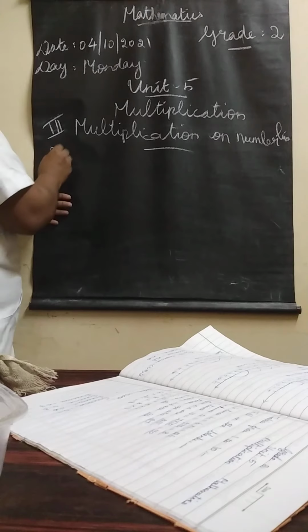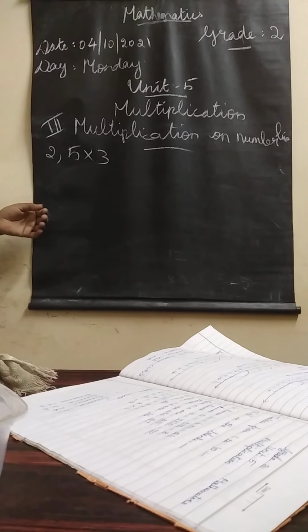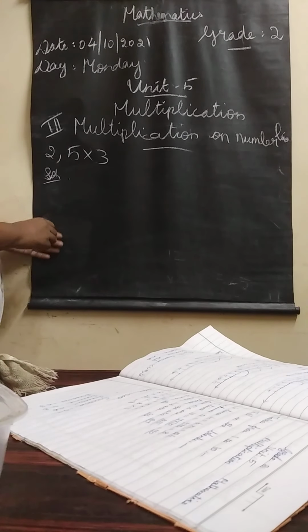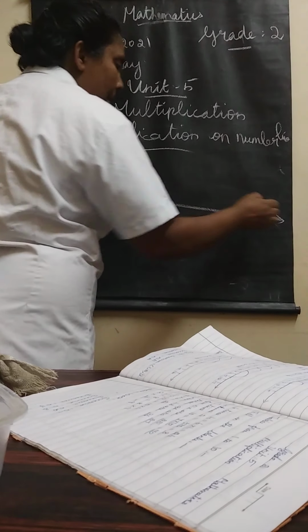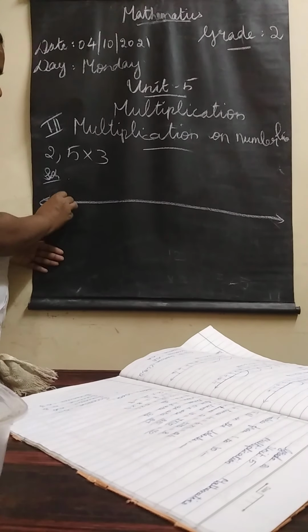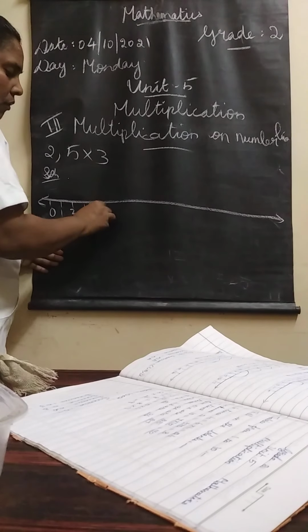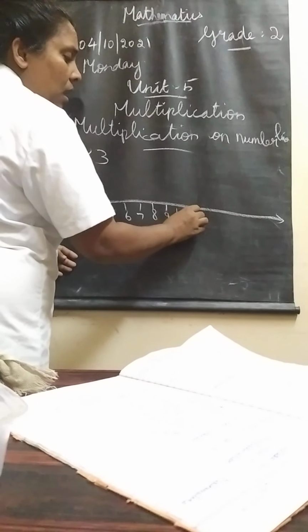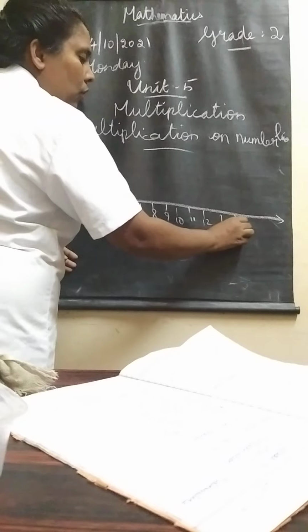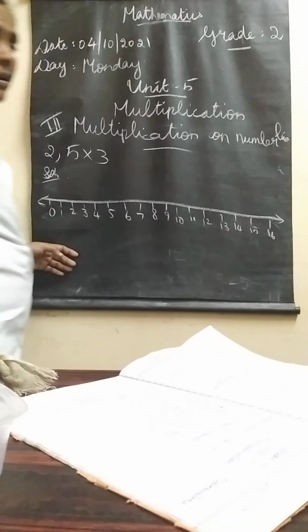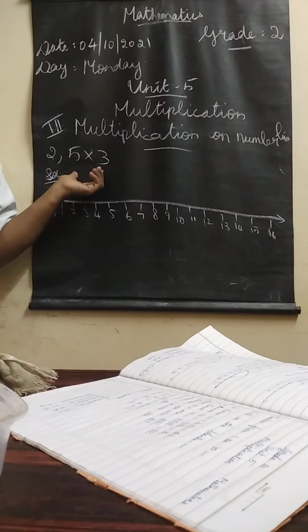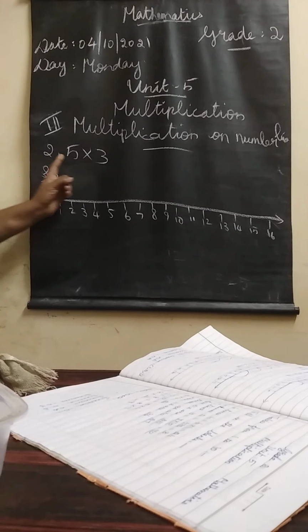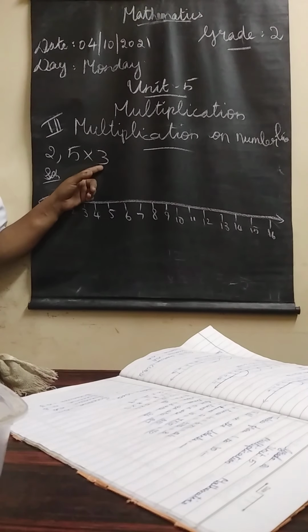Second question. 5 into 3. This is the second question. So 5 times 3. Here we want to draw the number line. Listen to the number line. Start from 0. 0, 1, 2, 3, 4, 5, 6, 7, 8, 9, 10, 11, 12, 13, 14, 15, 16, etc. What is the question? 5 times 3. So how many times do we want to draw the curve? We want to draw the curve for 5 times for the number 3.